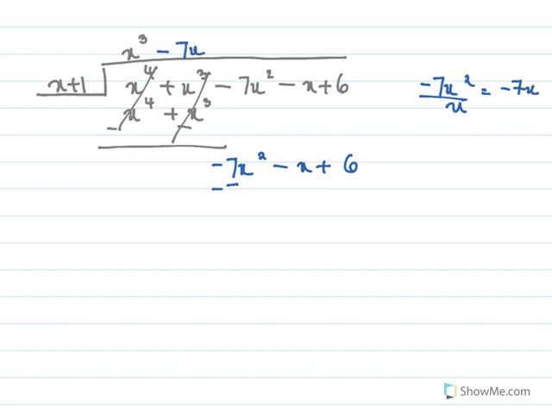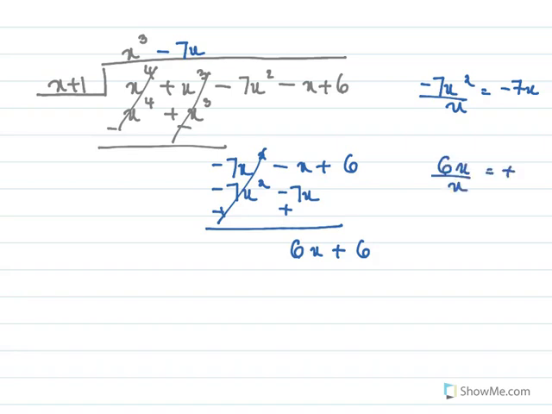Minus 7x, multiply, you get minus 7x square. Change the sign, here this cuts out, so you get here 6x plus 6. Now divide again, 6x over x, you get plus 6. So here plus 6, so this is 6x plus 6, you change the sign, 0. So we found two factors now.